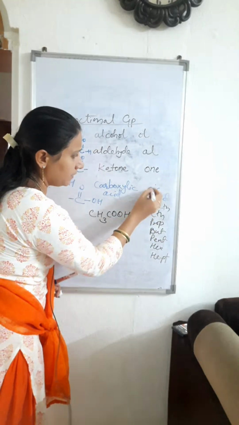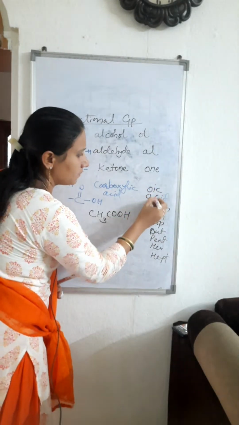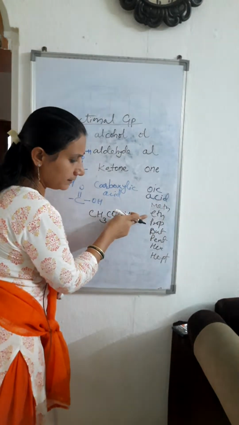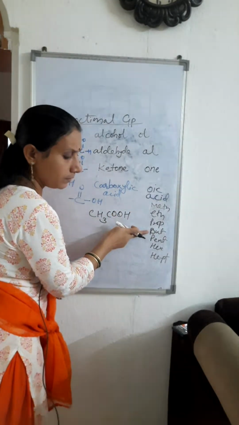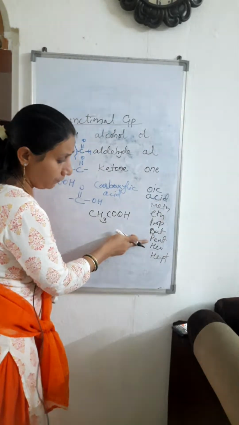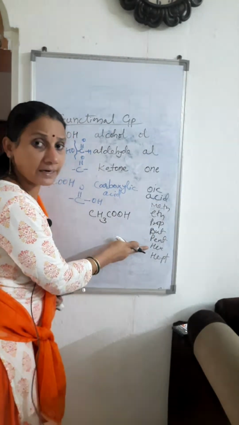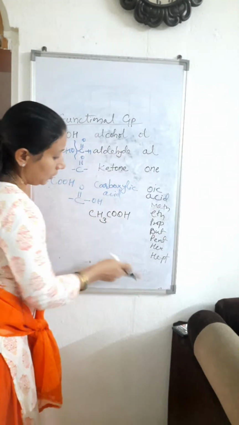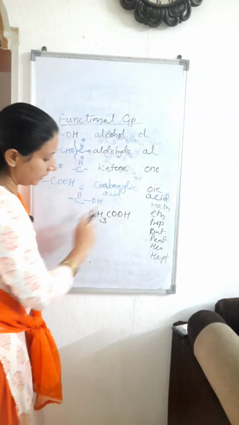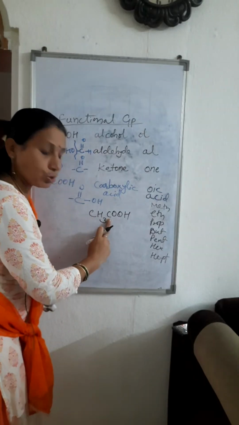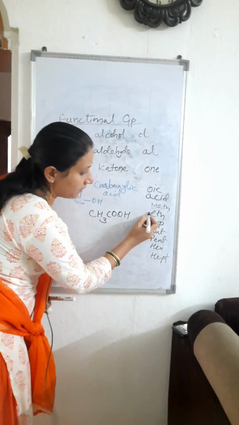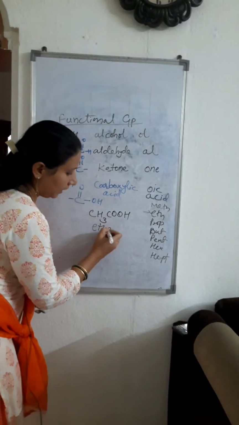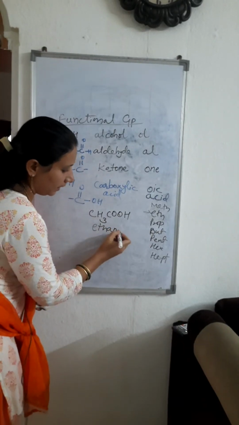If only 1 carbon is there, we call it meth. If 2 are there, we call it eth. If 3 are there, prop. If 4 are there, but. If 5 are there, pent. 6 carbons, hex. For 7 carbons, hept. First count the carbons and name according to that. Here 1, 2, 2 carbons are there. So we take the second category, eth. Then ane, as a single bond is there, ane.